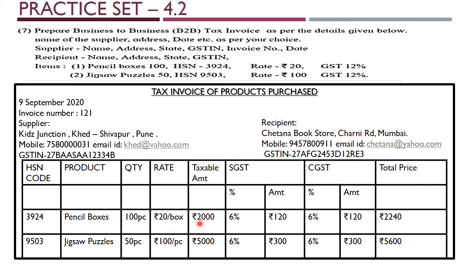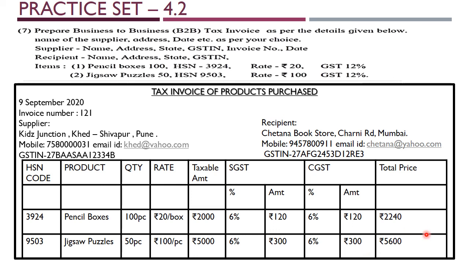Then comes the taxable amount. Now taxable amount will be, each box is of rupees 20 and such 100 boxes are purchased, then 100 into 20, that is 2000, is the total amount. Now here each piece of rupees 100, 50 pieces are purchased, then 5000 is the taxable amount. Now on this taxable amount we have to apply the percentage of GST, which is 12% for both the products. Now 12% is the total GST, then central GST and state GST both will be 6% each. So 6% of 2000 is 120 and 6% of 5000 is rupees 300. So similarly for central GST also you can write the calculations.